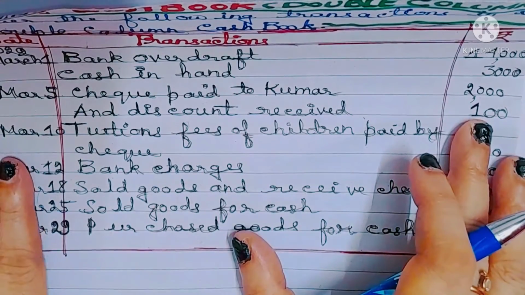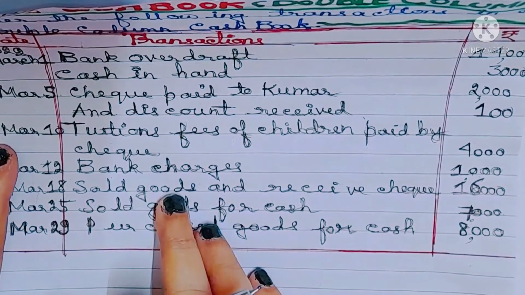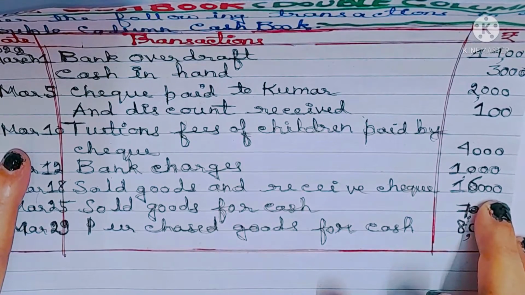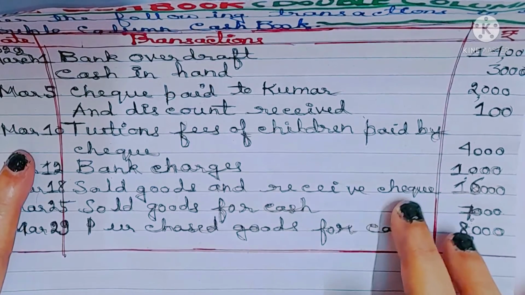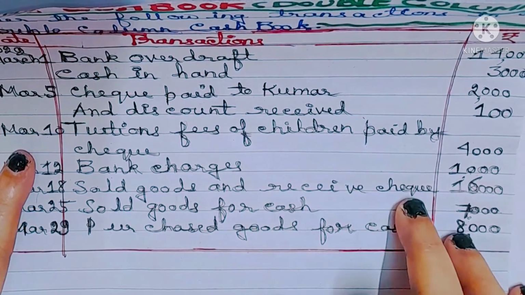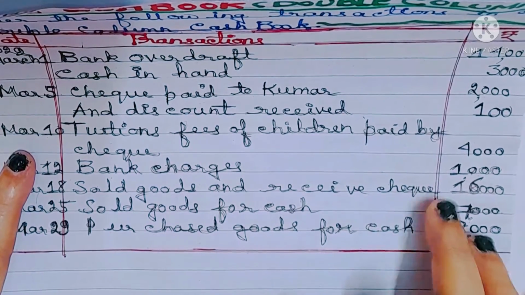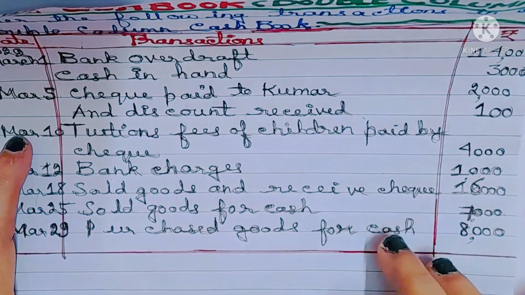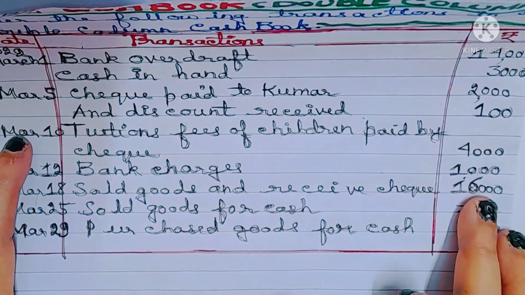The next transaction is on 18th March sold goods and received check 16,000. So what will be the journal entry? The journal entry will be bank account debit to sales account. Why bank? See, check is mentioned here. So bank account debit to sales account. We'll have to write to sales account in the cash book on the debit side in the bank column 16,000.